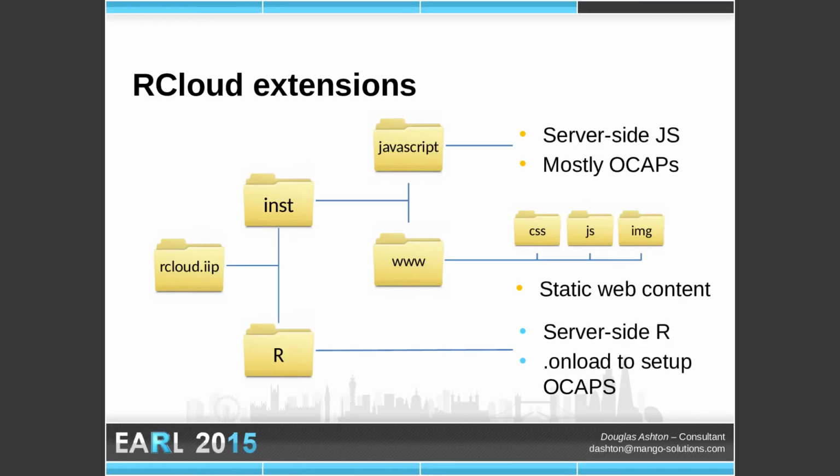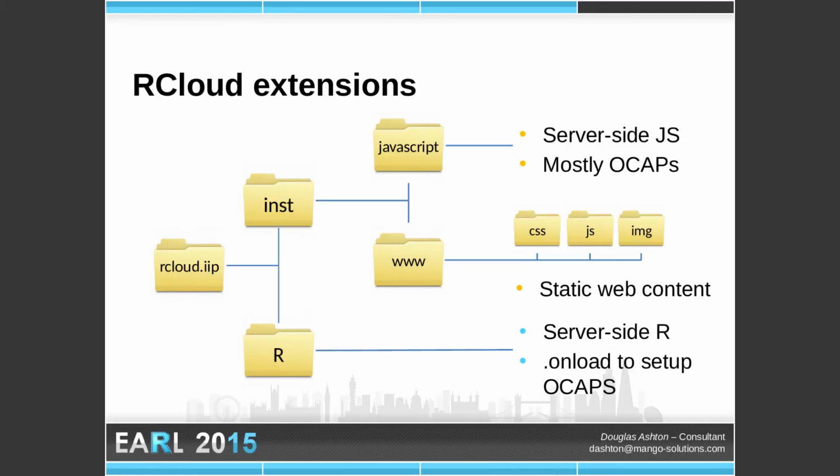For those familiar with R packages, you always have your root, and then all your R code goes here. So that would be everything that's going to run on the server side, neatly put away in the R folder. And then we have a web root here. This is static web content, so you can put in your own web pages or CSS, any JavaScript you want. And then we can also keep some other JavaScript that the client won't be able to see, which is pushing OCAPs and so on and so forth.